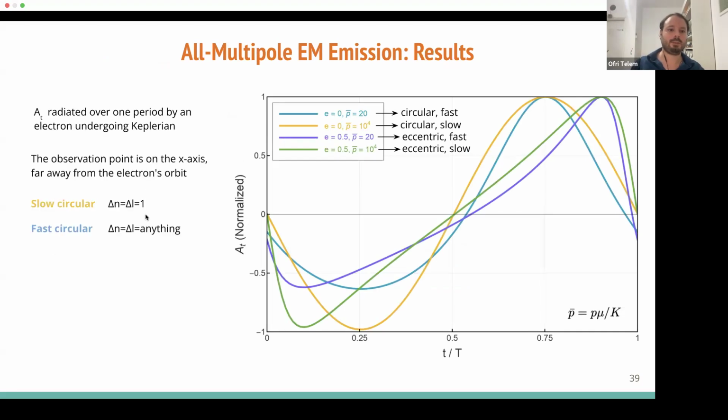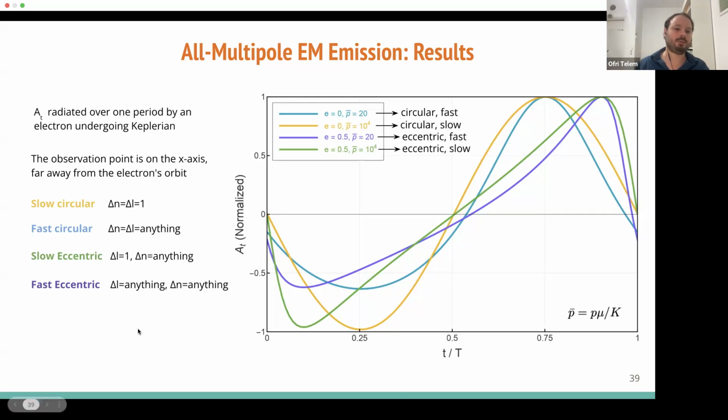This is the emitted field for an observer on the x-axis far away from the electron's orbit. And I'm showing you different orbital parameters. The yellow and the green are slow, which means they're far away. This thing speeds up if it gets close, right? So trajectories that are closer are moving faster. The blue and the purple are fast. And then there's circular and eccentric. What these things matter for is selection rules.